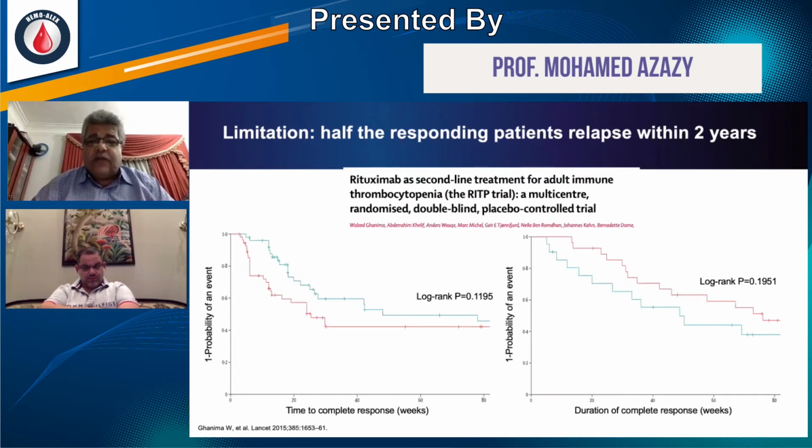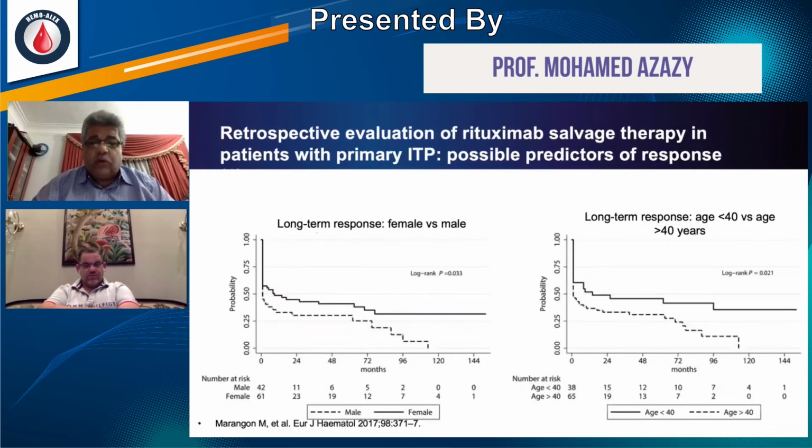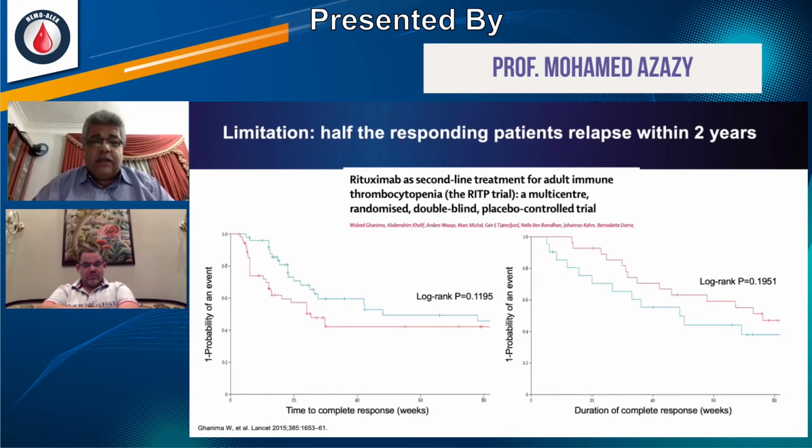Rituximab as second line of treatment for adult ITP in the RITPA trial, which is a multi-center double placebo-controlled trial, showed that rituximab therapy, although beneficial, has no long-term effect, and the 2-year follow-up of those patients demanded a further line of treatment. The duration of response declined with time and was almost lost after a period of 2 years.